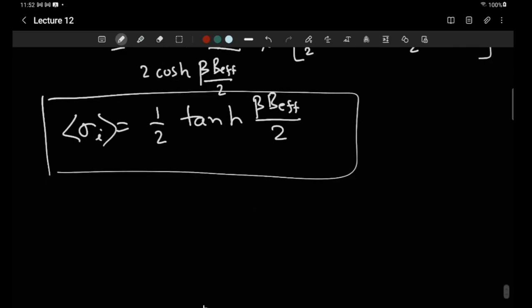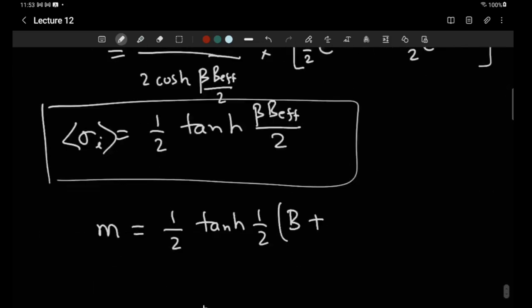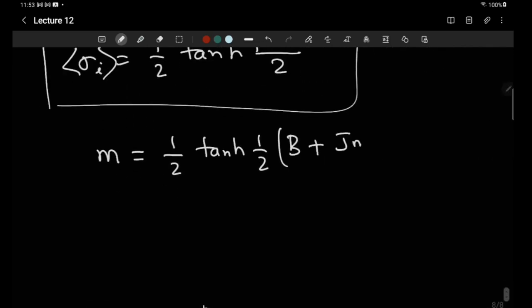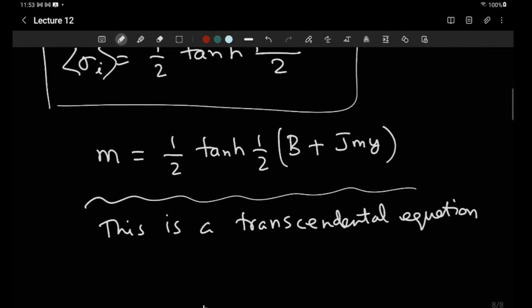So what is sigma i? That is m. So we get an equation which is m equal to half tanh of half into b effective, which was b plus jmy. So this is a transcendental equation for what variable? What is it we don't know and would like to know? M.